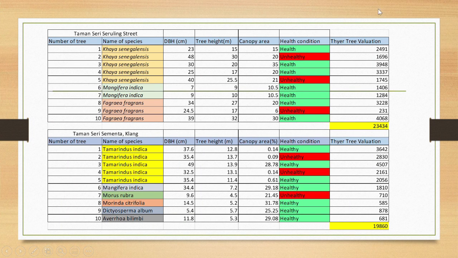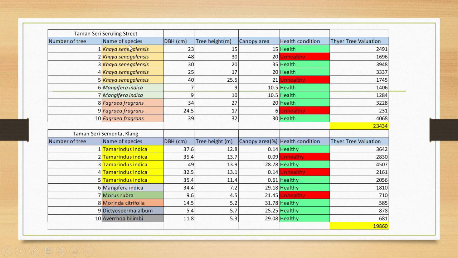This is the data collected from the assessment that had been done by our group. In Taman Seri Seruling, three species were detected, and each had unhealthy trees. We can see here that the lowest value for the tree valuation is the fragrant species, and this species is in unhealthy condition.